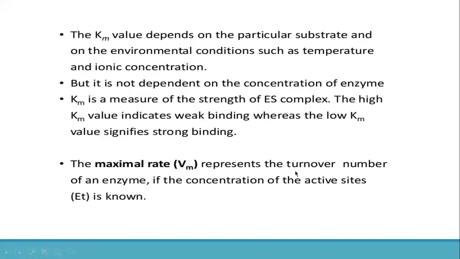The Km value depends on the particular substrate and on environmental conditions such as temperature and ionic concentration, but it is not dependent on the concentration of the enzyme. Km is a measure of the strength of the ES complex. A high Km value indicates weak binding, whereas a low Km value signifies strong binding. The maximal rate represents the turnover number of the enzyme if the concentration of the active site is known.